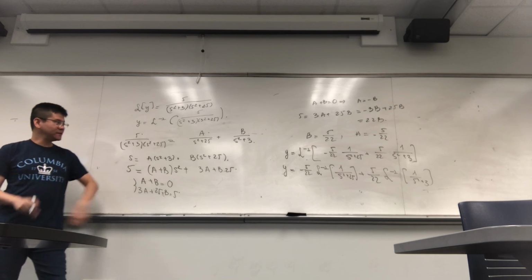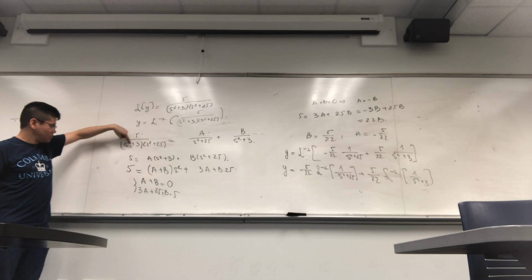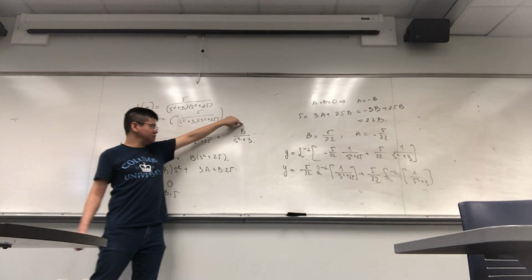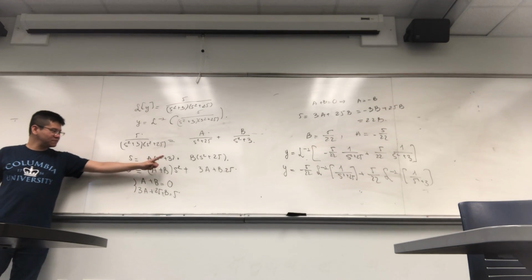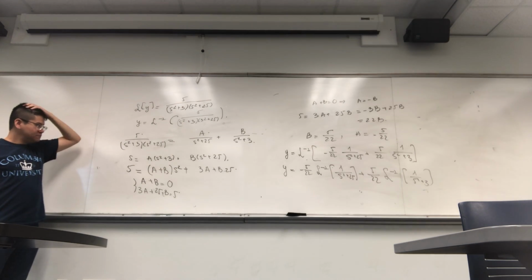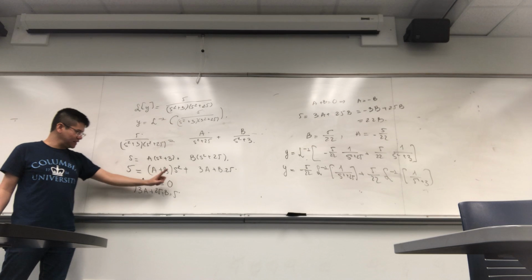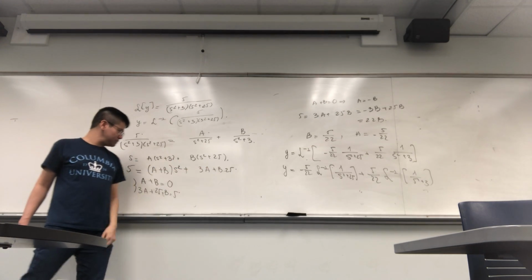Right? I'll explain again. So here, the trick is to split 5 over (s squared plus 3)(s squared plus 25) to be A over s squared plus 25 plus B over s squared plus 3. Which means that 5 is A(s squared plus 3) plus B(s squared plus 25). So I'm going to group A s squared plus B s squared. This is (A plus B) s squared, and the other term is 3A plus 25B.